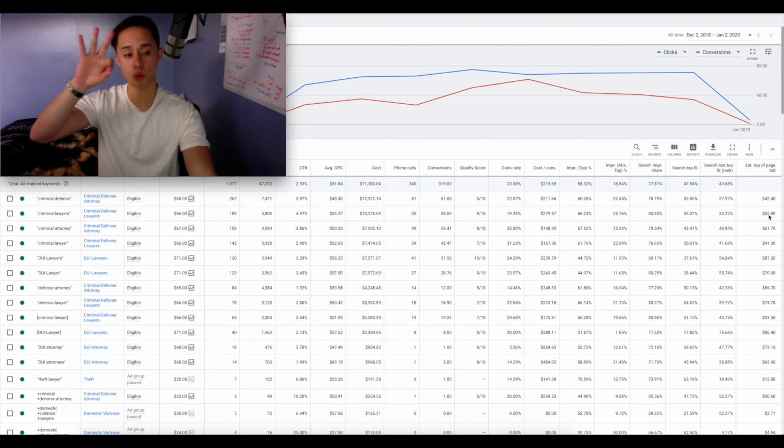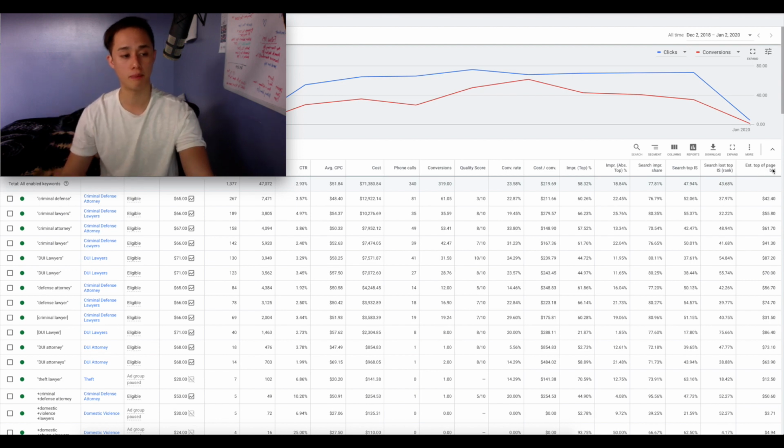And with that being said, that is why I like to look at the estimated top of page bid. In conjunction with this, I also look at Keyword Planner. That should be in your tools and settings.